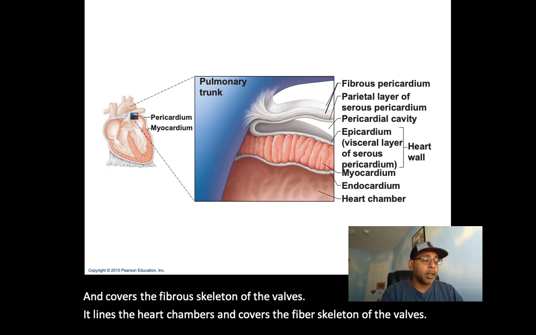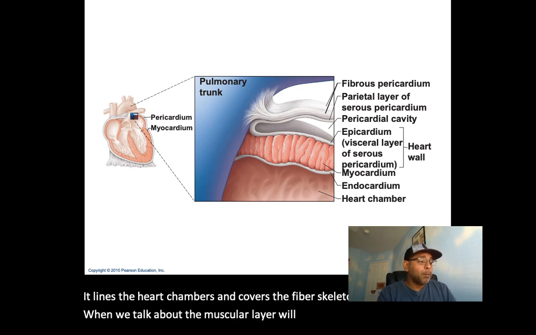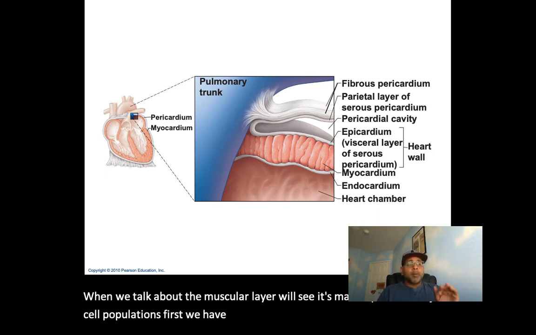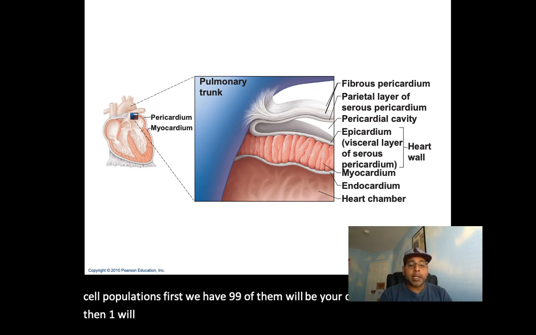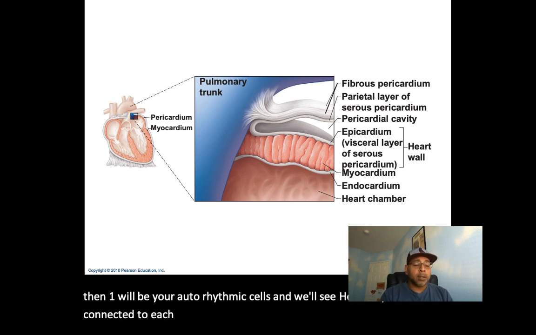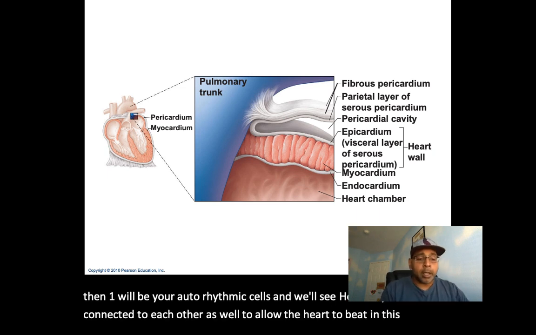When we talk about the muscular layer, we'll see it's made up of 2 major cell populations. First, we have 99% of them will be your contractile cells, and then 1% will be your autorhythmic cells. And we'll see how they're all connected to each other as well to allow the heart to beat in this nice coordinated fashion.